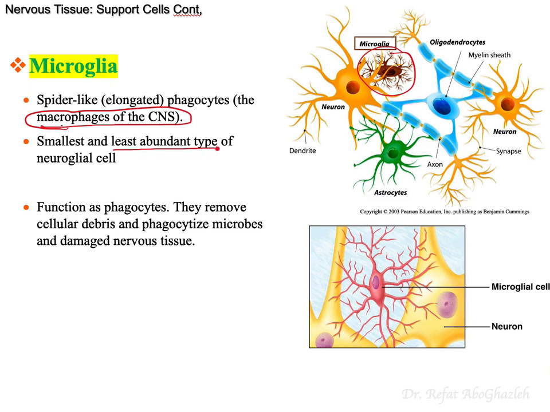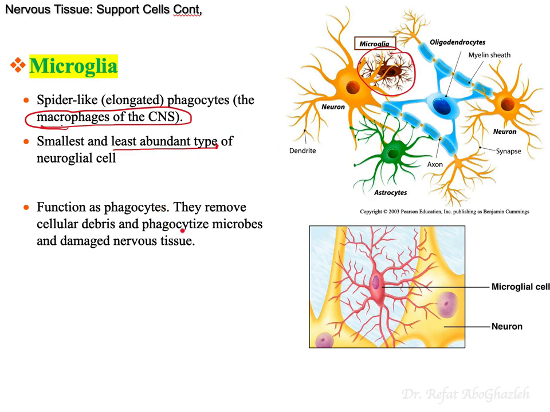Because they are derived from the blood cells and migrate to the central nervous system during the embryonic and fetal development. That's why their number is limited, right?